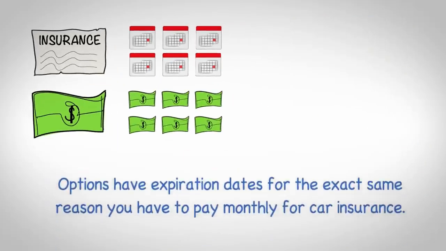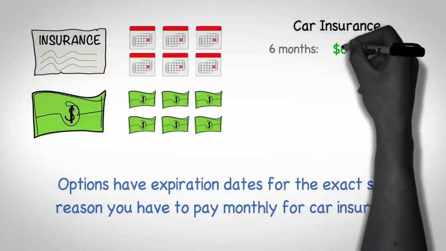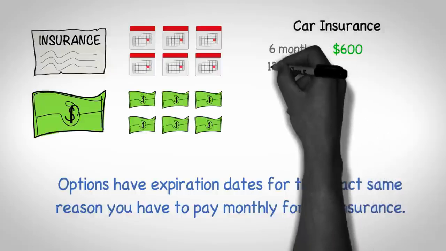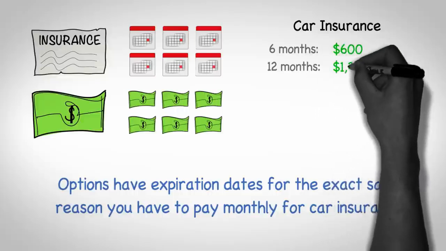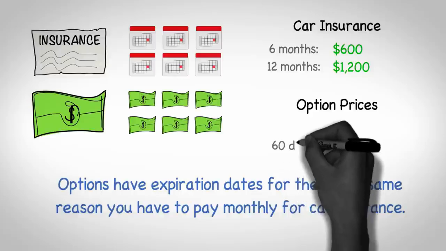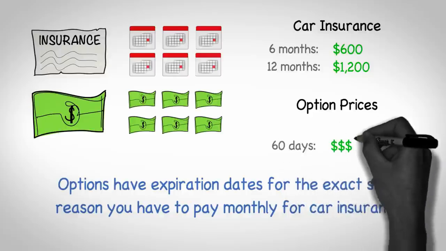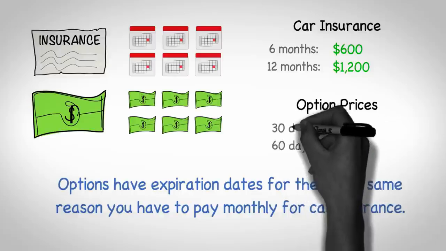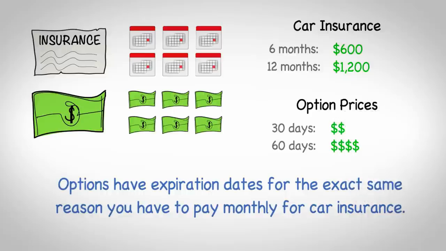Options are the same way. They have expiration dates for the exact same reason you have to pay monthly for car insurance. If you want to insure your car for 6 months, it might cost you $600, but if you want to insure it for 12 months, it might cost you $1,200. In the exact same way, an option with 60 days to expiration is going to have a higher price than the same option with only 30 days to expiration.